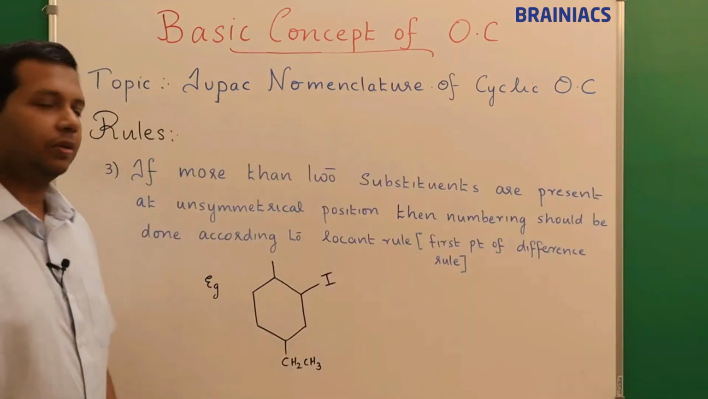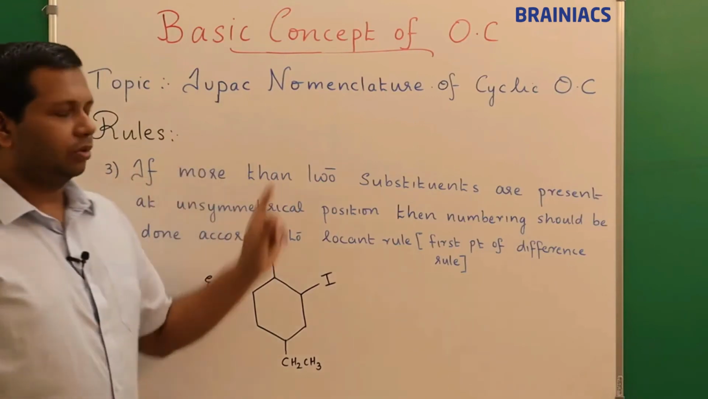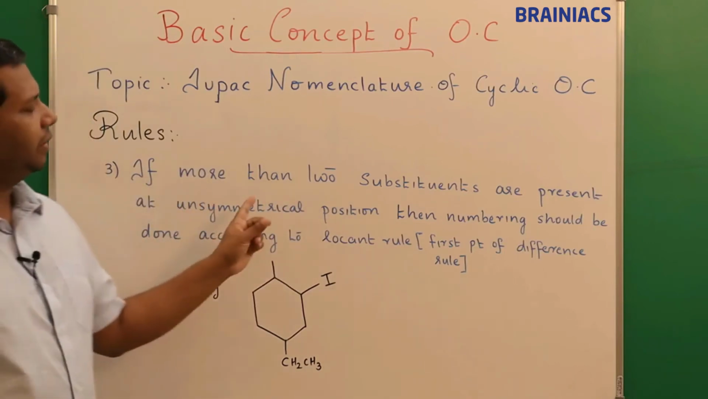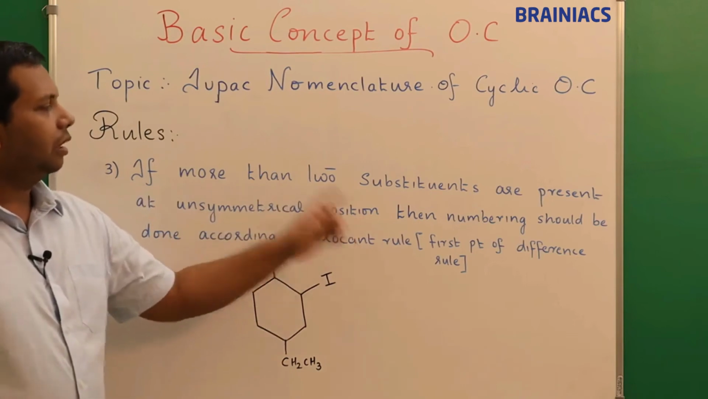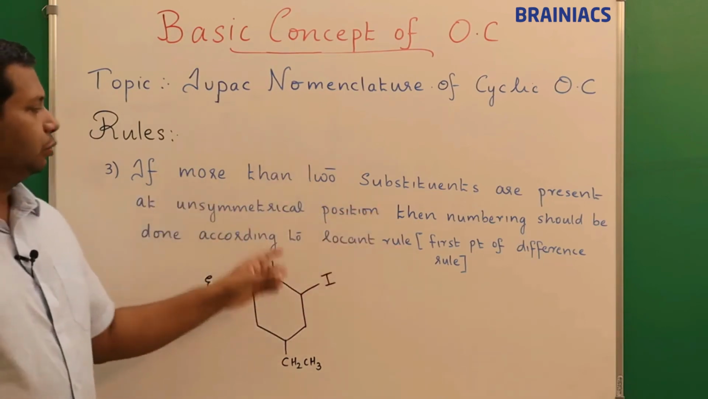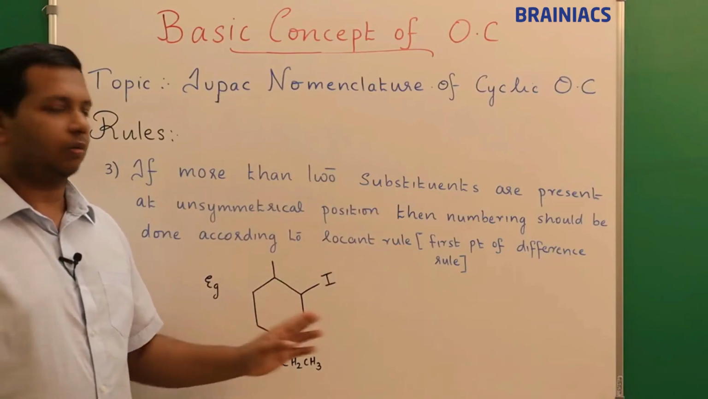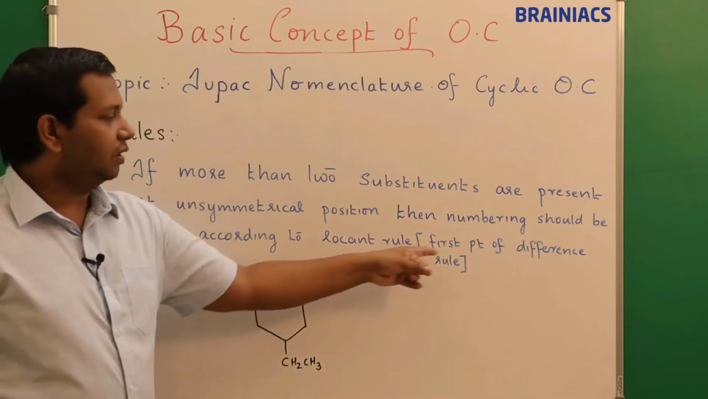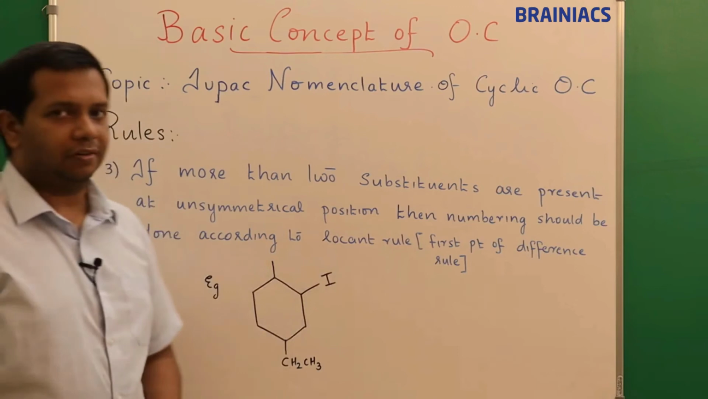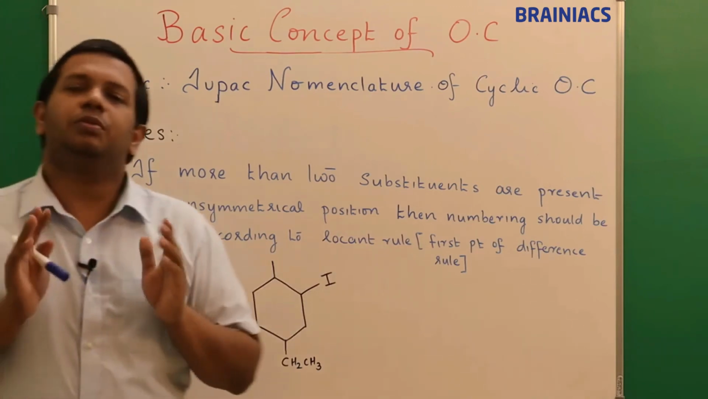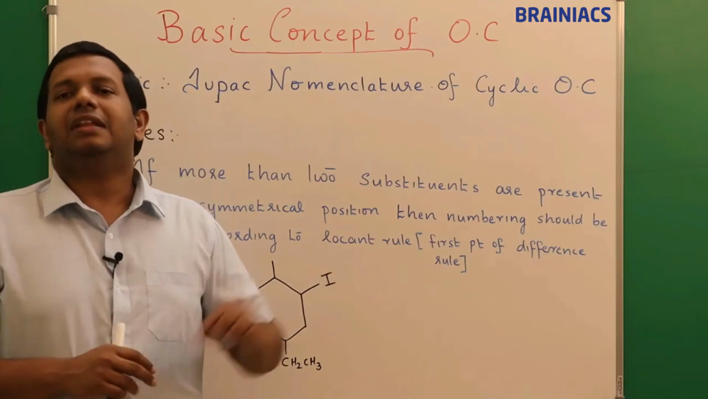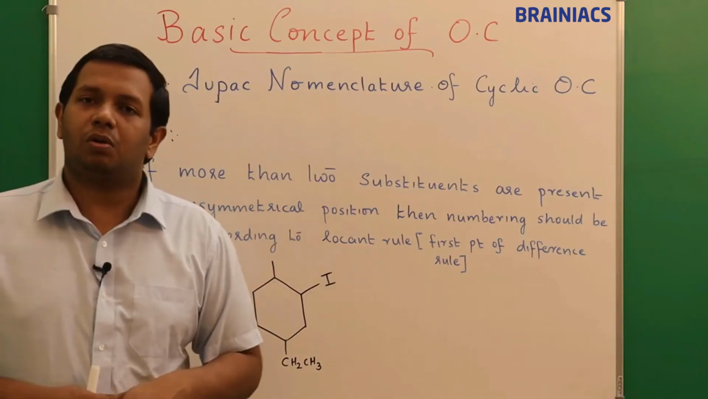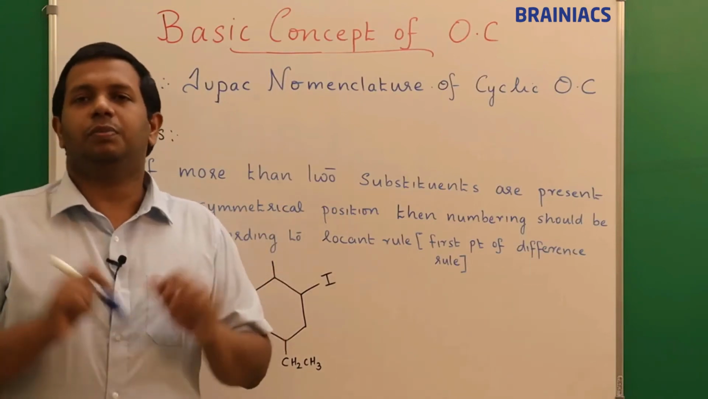Okay, now coming to rule number 3. If more than 2 substituents are present at unsymmetrical position, then numbering should be done according to lock and rule. We have already learned what is lock and rule. We will write down the sets and we will see which is the first numbering. It is also called the first point of difference rule. So it is stating that if more than 2 substituents are present in your cyclic compound at unsymmetrical position, in that case the numbering should be done according to what rule? Lock and rule, or it is also called first point of difference rule.